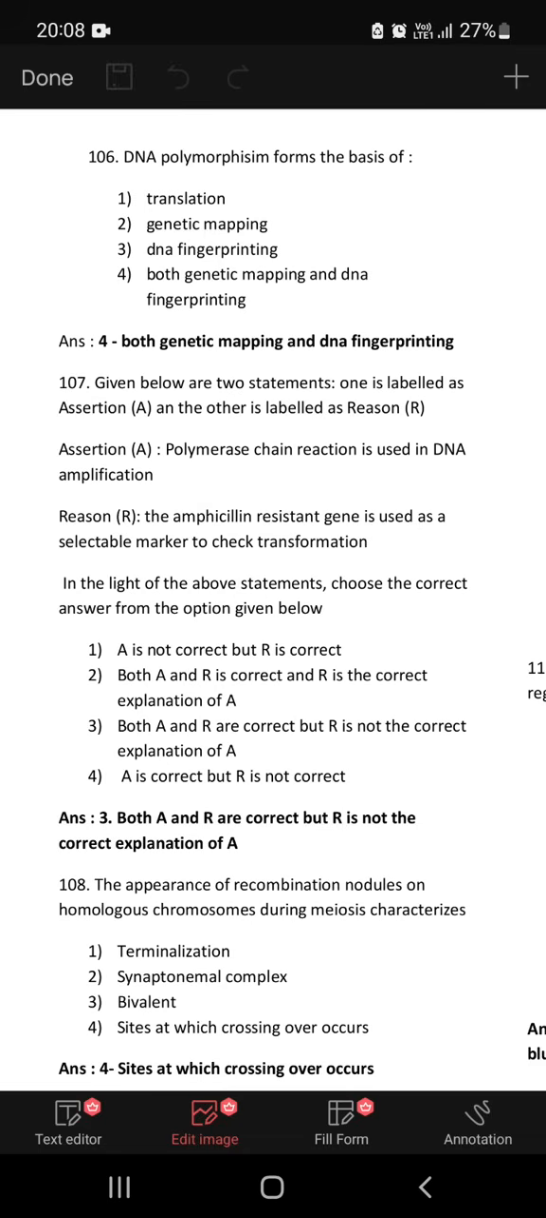So both A and R are correct, but reason is not the correct explanation of assertion. So they are two independent statements and R is not the reason for A. So the third option is correct here.